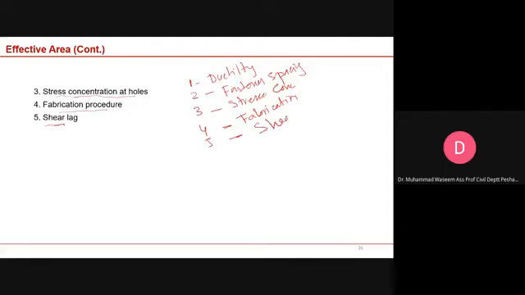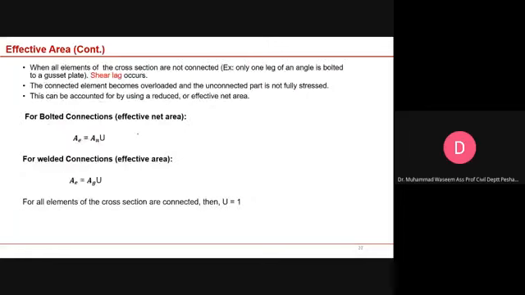And finally, the shear lag. Once you have shear lag, as I discussed, whenever we are evaluating the fracture limit state, we have to use effective area, not net area. And how are effective area and net area interrelated? They are interrelated with a factor called U. If you have a bolted connection, this effective area is related to the net area.